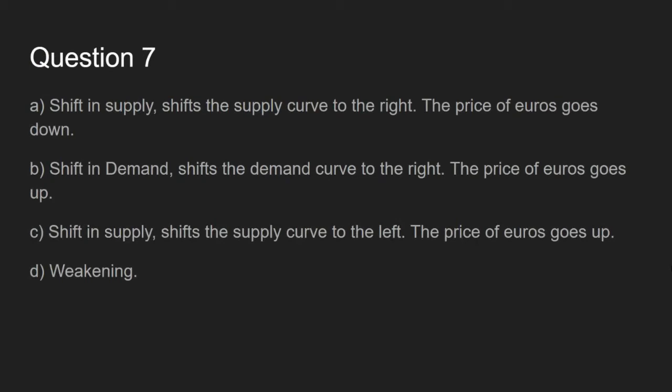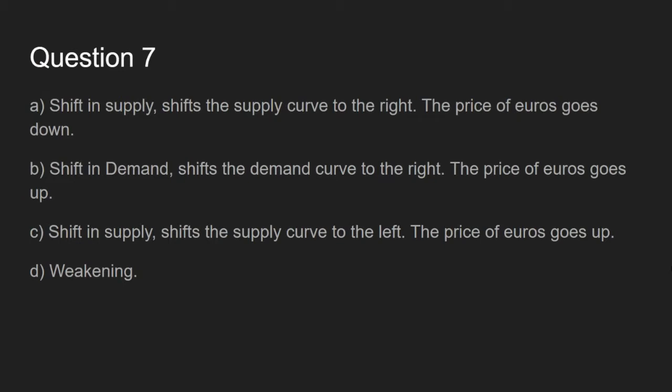For question 7, if the people who make euros decide to make tons more of them, that means there's going to be a shift in supply, and that will shift the supply curve to the right since there's more supply, and then the price of the euro will go down.